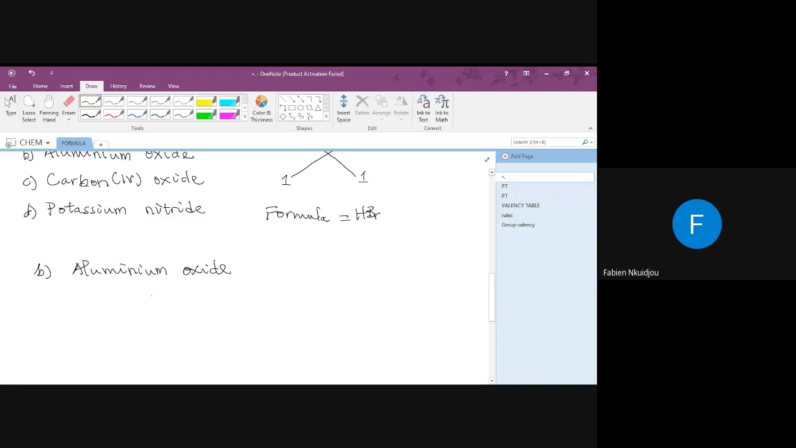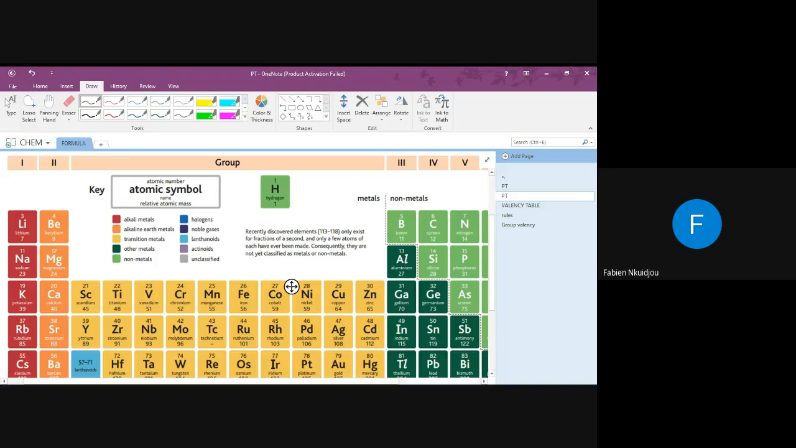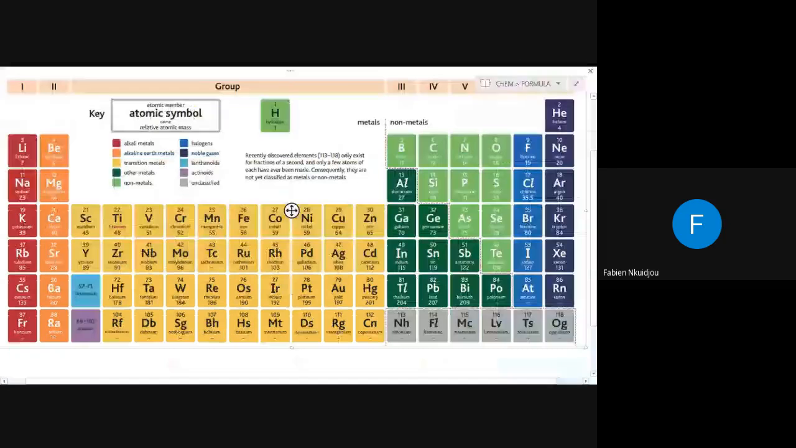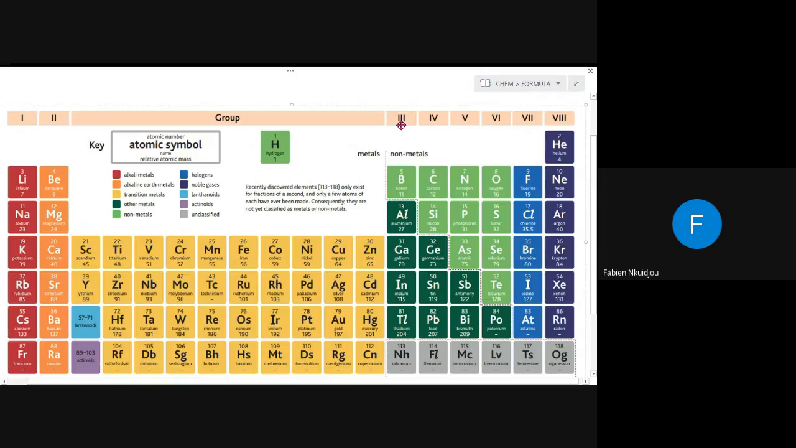So we have what elements? Aluminum and oxygen, right? So let's get to the periodic table again. Here we have aluminum and here we have oxygen. So aluminum is in what group? Group 3. Oxygen, what group? Group 6. So what will be the valency of oxygen? 8 minus 6, right? That is 2. And for aluminum, it will be 3.